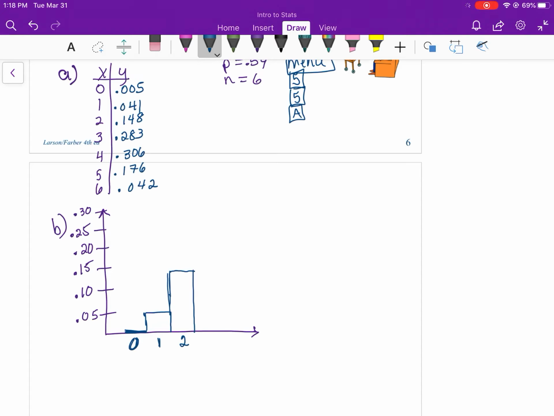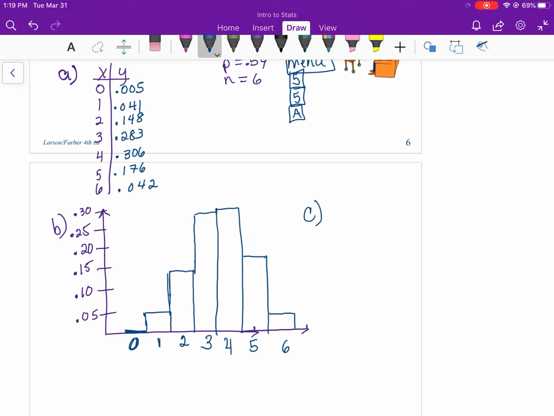3 is 0.283, so that's pretty close to 3. And then 4 is just a little bit higher than that. Let me make my axis a little bit longer. 5, somewhere in here, and 6. Now, how would you describe that shape? That's going to be part C. And I would say it's roughly symmetric.